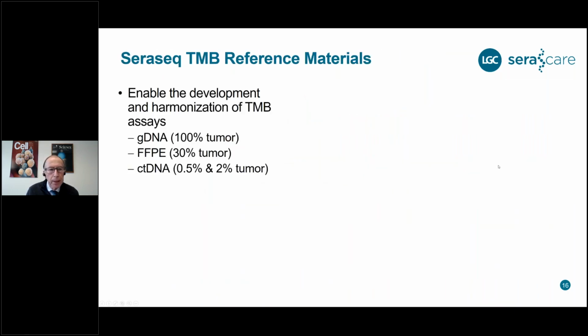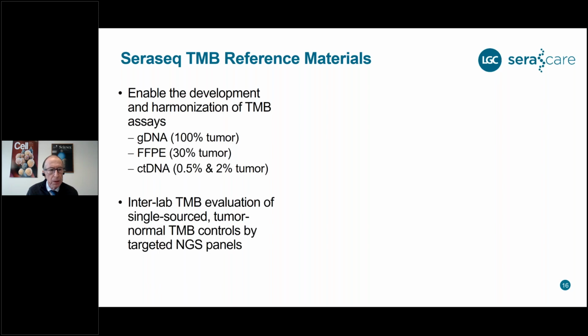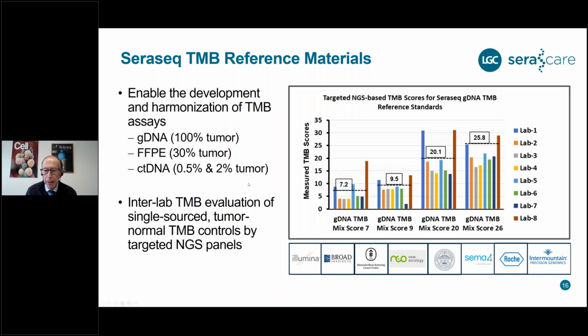So how can it be used? We're at the point now where we're still standardizing and harmonizing TMB assays. So our products have 100% tumor or 30% FFPE. And now we've moved to blood, looking at 0.5% tumor and 2%. So we have done some interlab studies looking at these materials against these NGS panels.